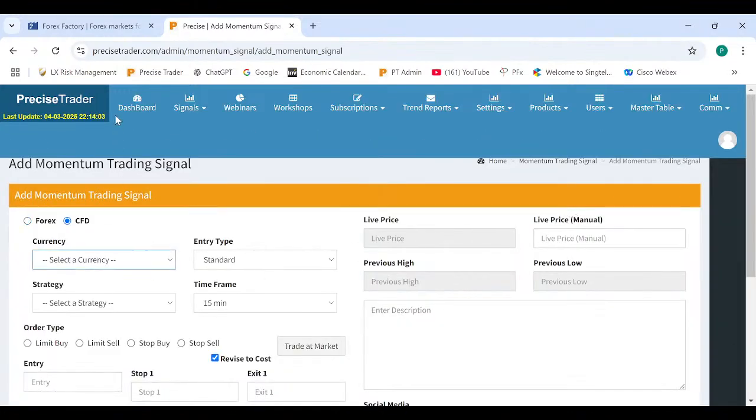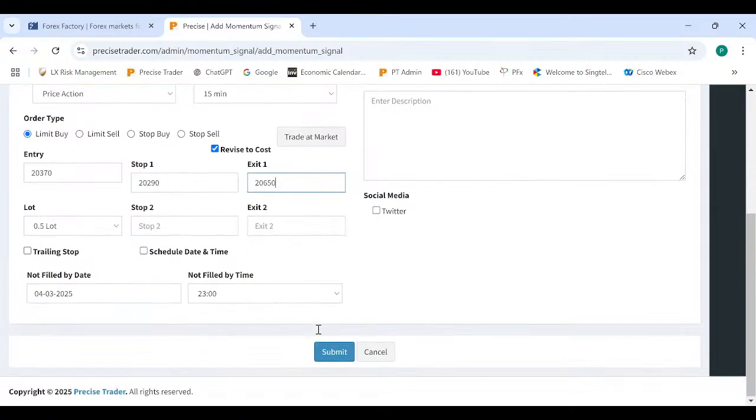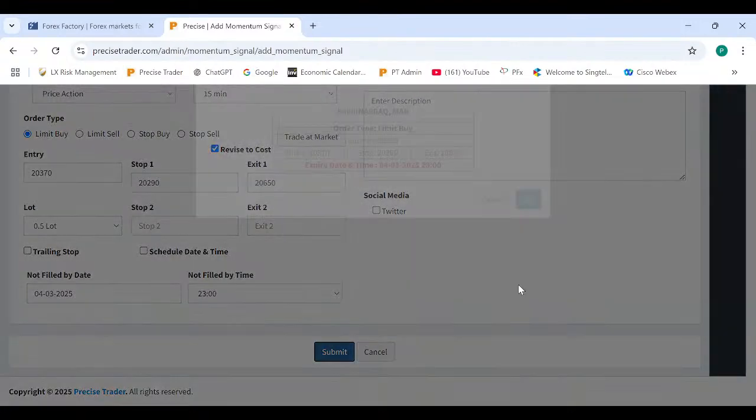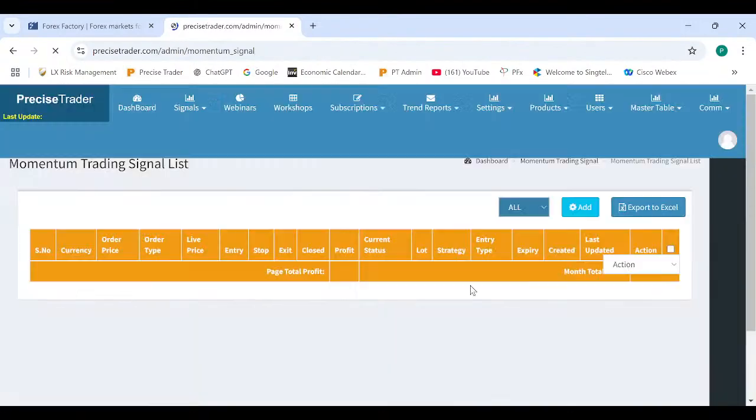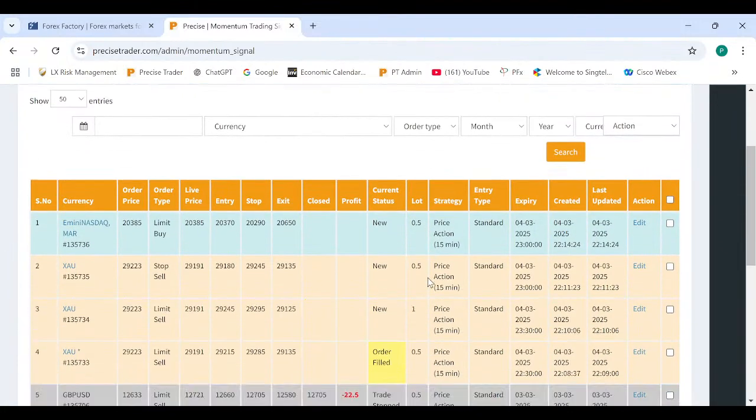at 70. Yeah, 20370, and we'll put the stop at 290, and the profit we'll put very far, at least about 300-400 pips, because we don't want to miss that move. Okay, let me also enter this.